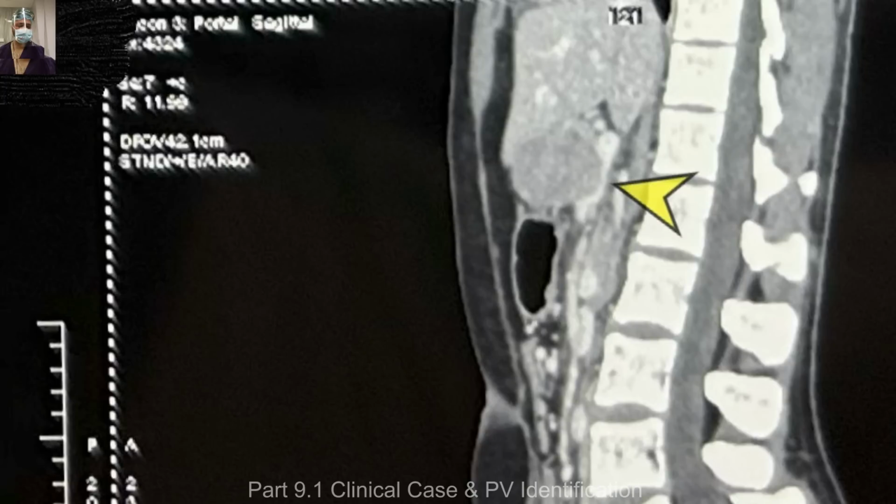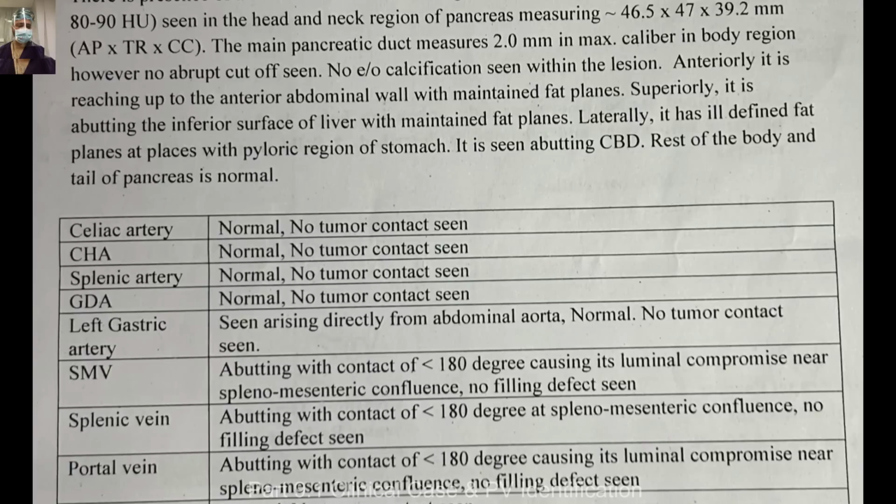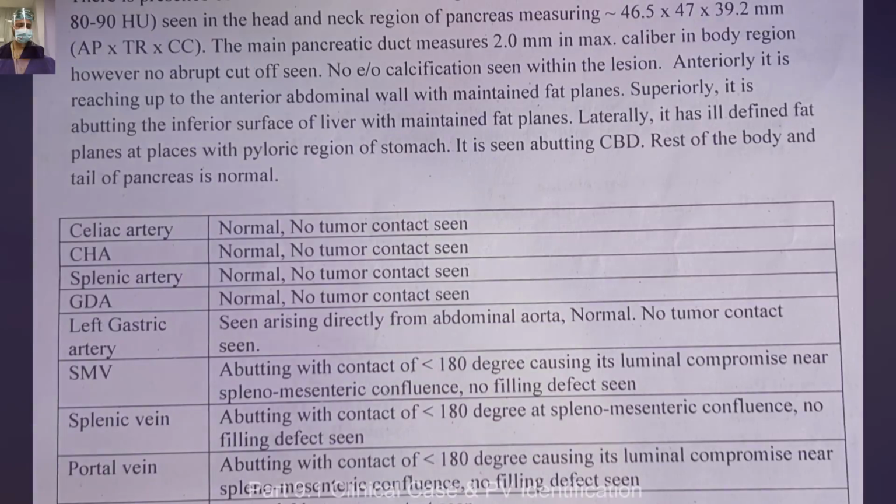So we have shared the reports also, and here you can see that there is no system dilatation. The tumor was abutting the SMV, the portal vein. So in this case, we were planning to do the pancreaticoduodenectomy, and we kept in mind that the system is undilated, so we may require to do the PG.